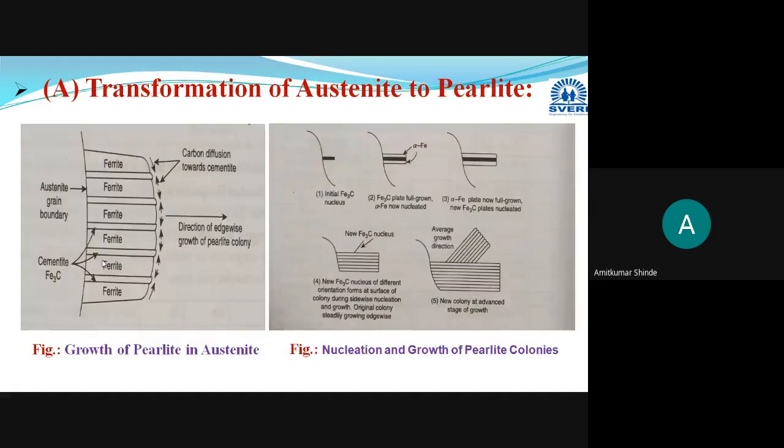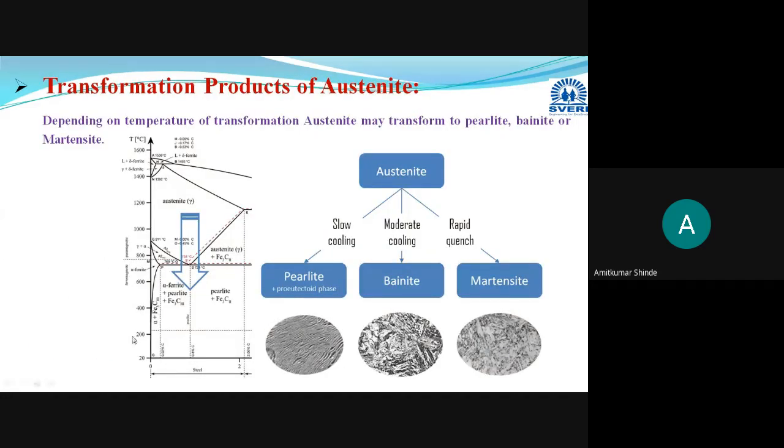For that we will refer to this diagram. The transformation temperature will be somewhere here in this region. From here we are transforming it. From this temperature zone, below 723 degrees Celsius, somewhere here, we are cooling it. Depending on its composition, austenite will be there, but the actual cooling we are doing is from this temperature zone.